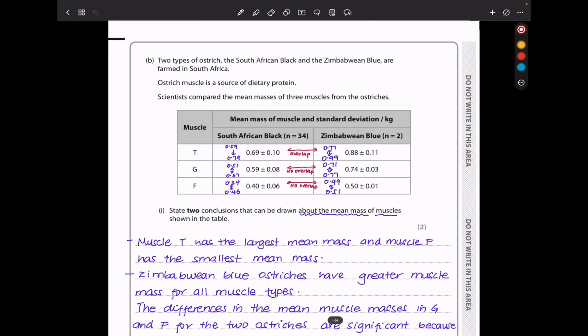In part B, they say two types of ostrich, the South African black and the Zimbabwean blue, are found in South Africa. Ostrich muscle is a source of dietary protein. Scientists compare the mean masses of three muscles from the ostriches. So here we can see the mean values that were given with their corresponding standard deviation. I calculated the highest and lowest by adding the standard deviation to the mean and subtracting it from the mean. I calculated for each and I realized there was overlap here, there was no overlap here, and there was no overlap there.